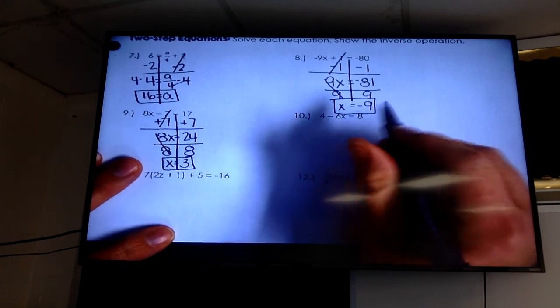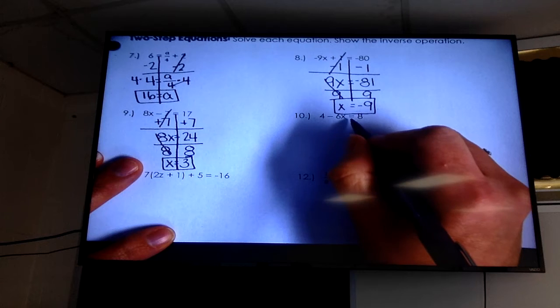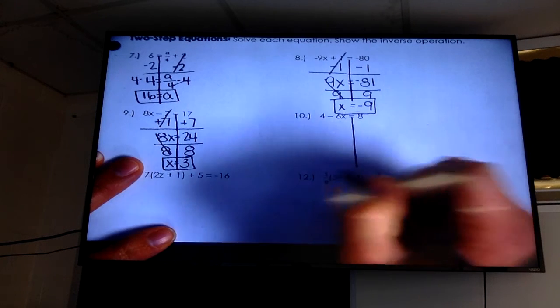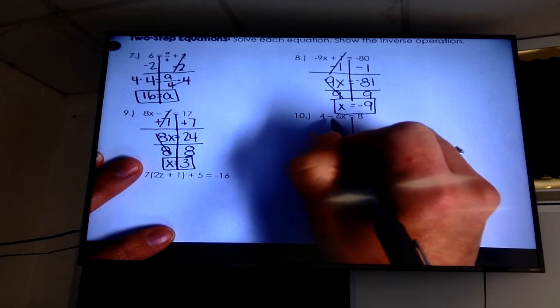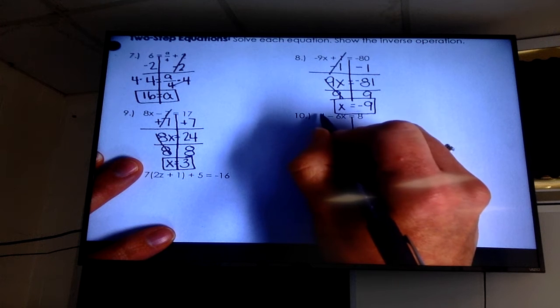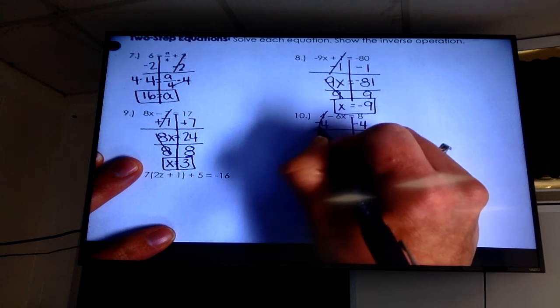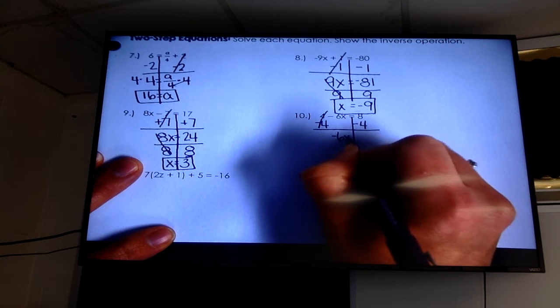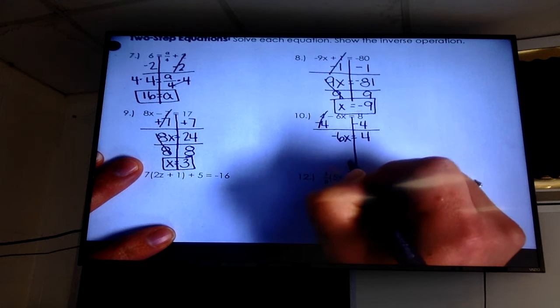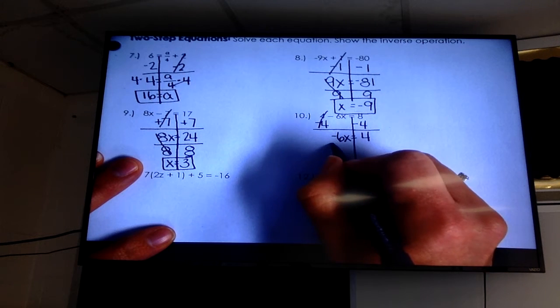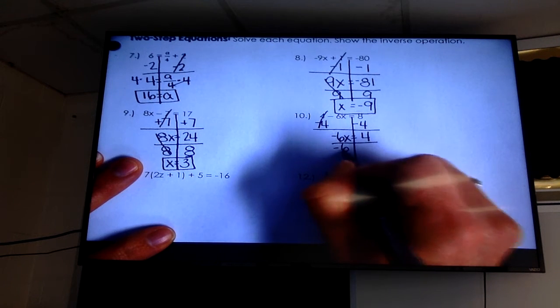Okay, here's number 10. Copy it down, solve it. Now watch me do it. So I see the positive 4 that I need to get rid of first. The opposite of positive 4 is negative 4. So I need to subtract 4 from both sides. I'm left with negative 6x equals 4. I see these are being multiplied, and the opposite of multiplication is division. So I'm going to divide by negative 6.